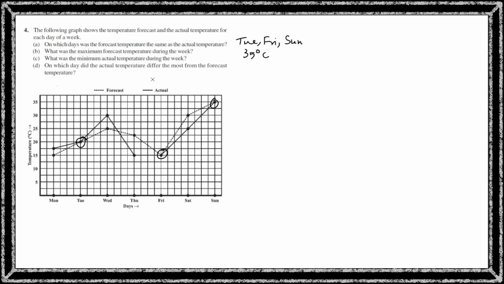Next, you have minimum actual temperature. Actual is a solid line. Okay, so you can see that the solid line is dropping to the minimum over here from Thursday to Friday, which is nothing but 15 degrees Celsius. So that is your minimum temperature.